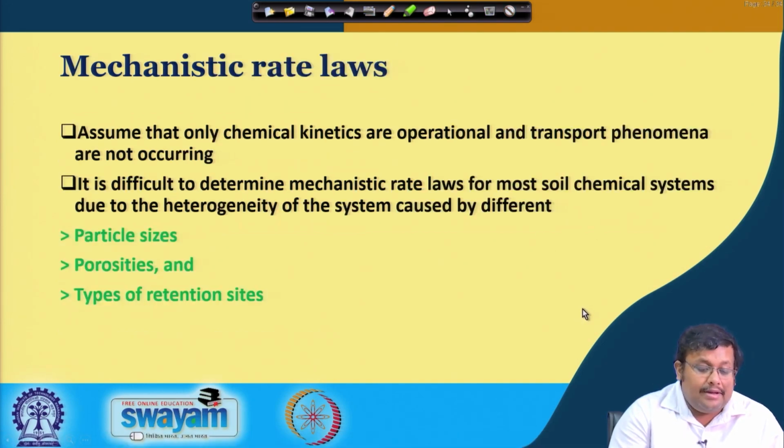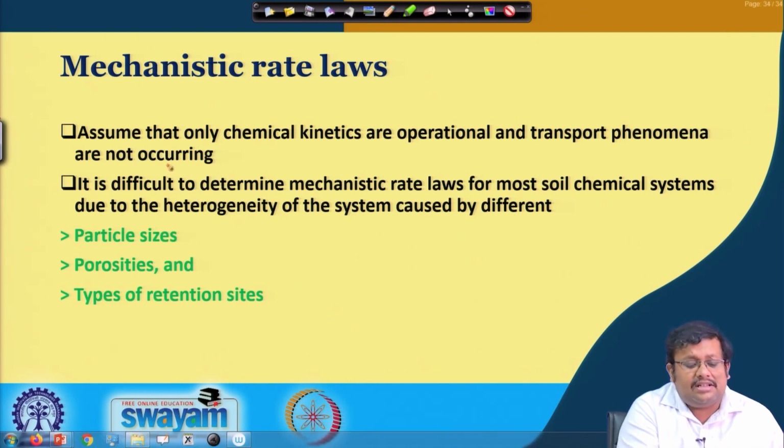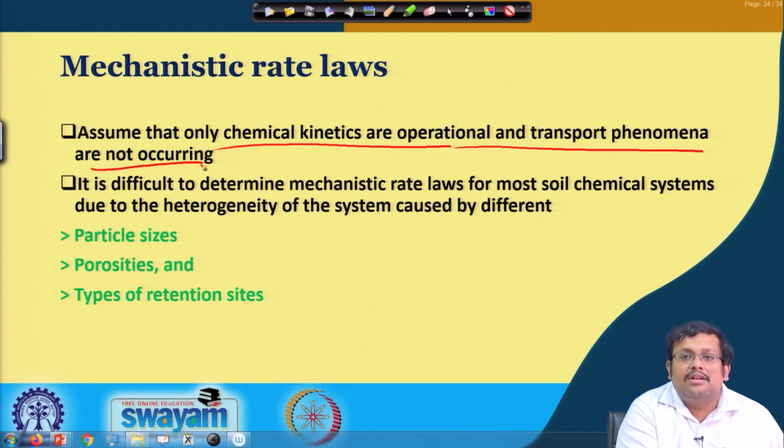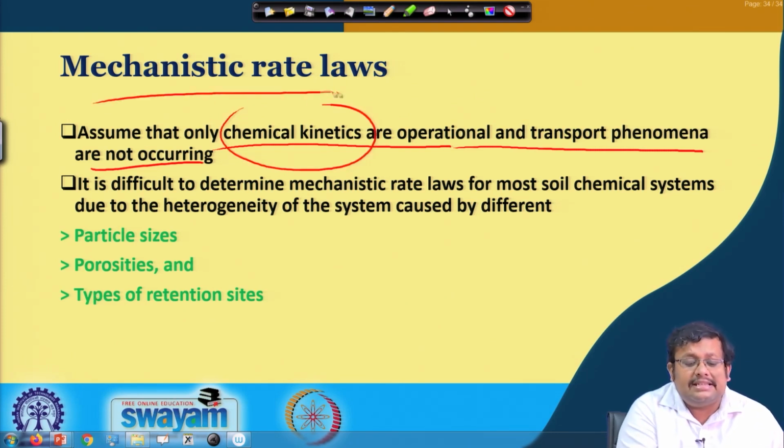Okay. Now, the first one is the mechanistic rate laws. Mechanistic rate law assumes that only chemical kinetics are operational and transport phenomena are not occurring. So, there is no transport, only the chemical reactions are operating, or chemical kinetics are there. So, that is why it is called mechanistic rate law.